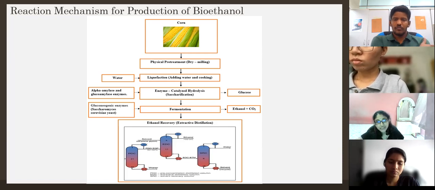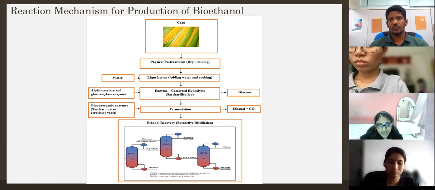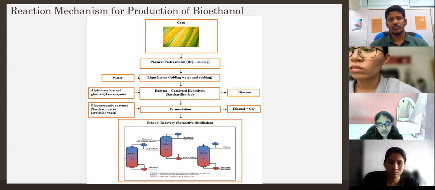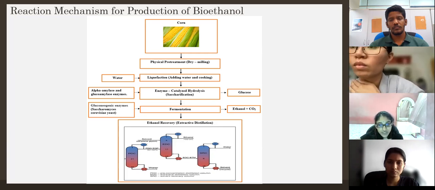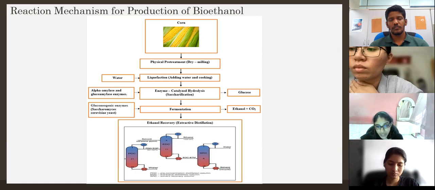So finally, in the ethanol recovery step, the fermentation broth, which is about 5 to 10% ethanol, enters the pre-concentrated distillation column, where the ethanol concentration increases up to 92 to 94%. Next, it moves on to the extractive distillation column, where it is further dehydrated and the ethanol concentration increases up to 99.9%. And finally, the ethanol is recovered in the solvent recovery column.